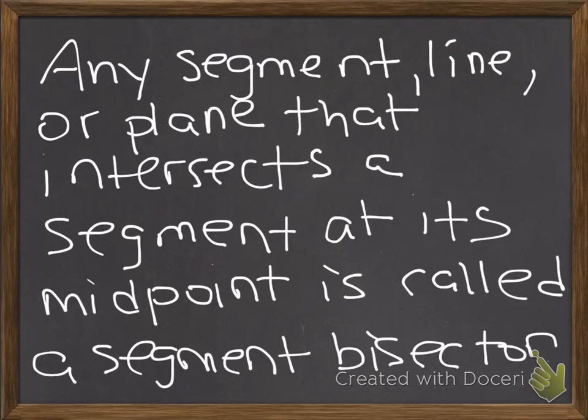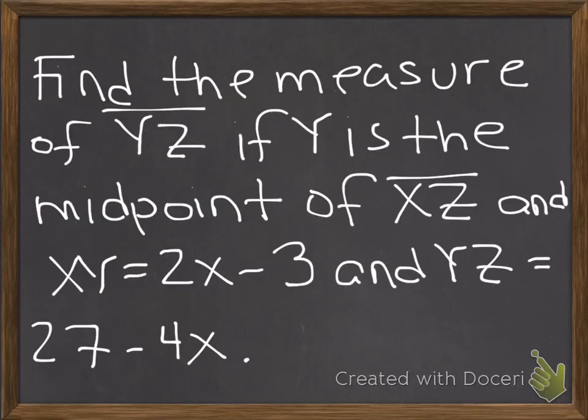Now, I wanted to just talk a little bit about a segment bisector. It's kind of like what you'd think a bisector means. So you basically are cutting a segment, a line or a plane in half, but you're having a segment that intersects another segment at its midpoint, and that segment that intersects it is called your segment bisector.